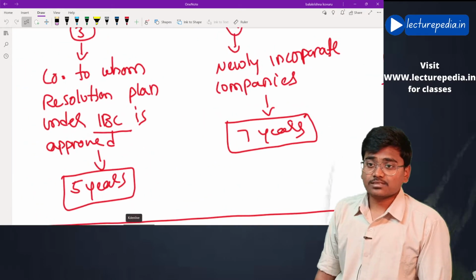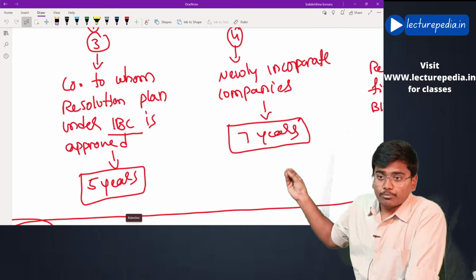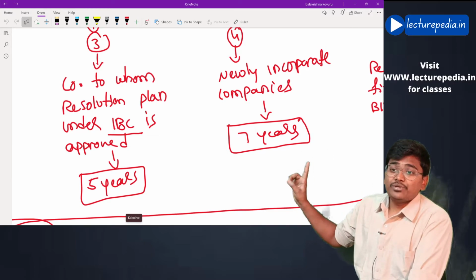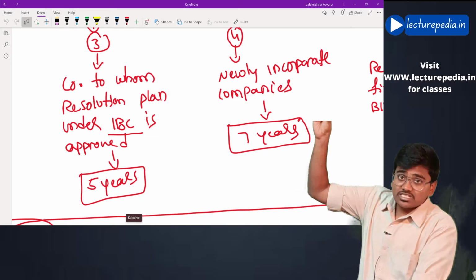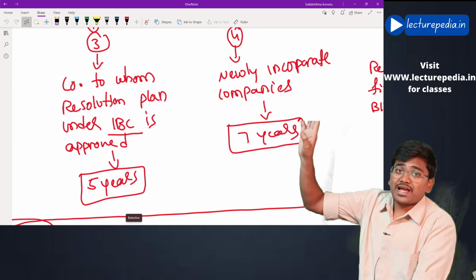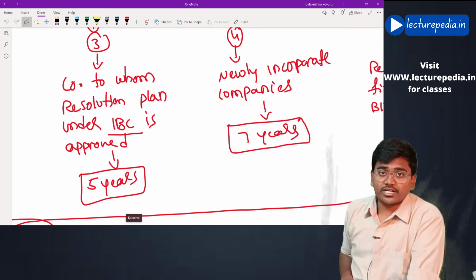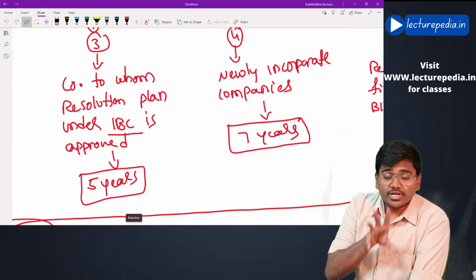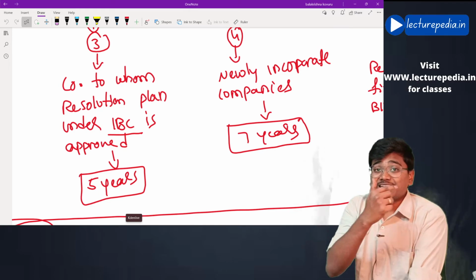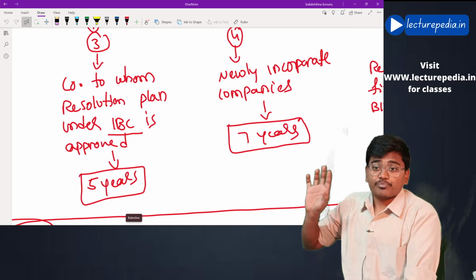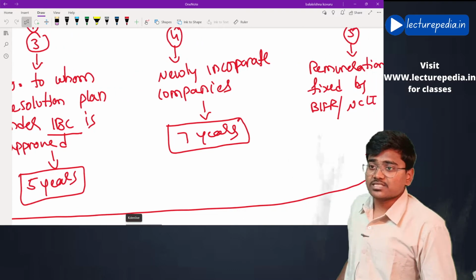Next, third case. Company in which resolution plan under IBC is approved. Okay, under Insolvency Bankruptcy Code, a resolution plan has been approved against the corporate debtor. Then such corporate debtor can pay remuneration as per item A for a period of 5 years, subject to the conditions that we will be discussing.